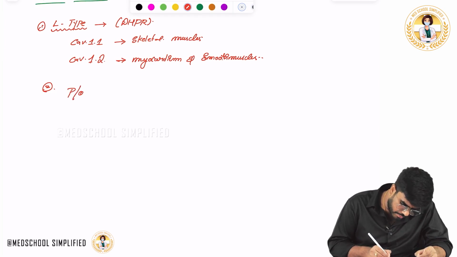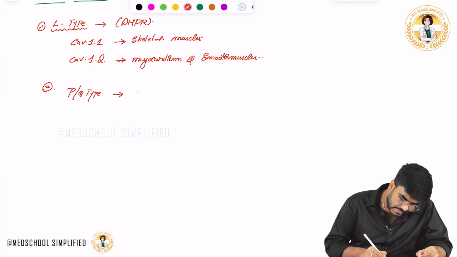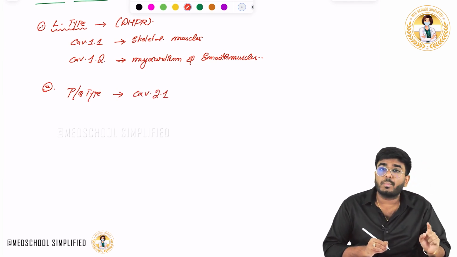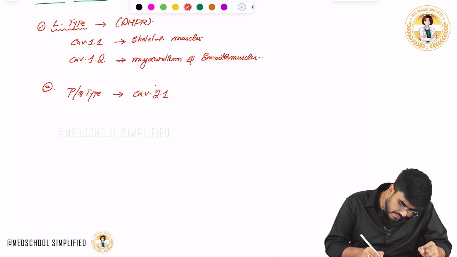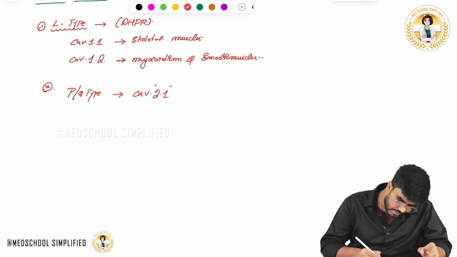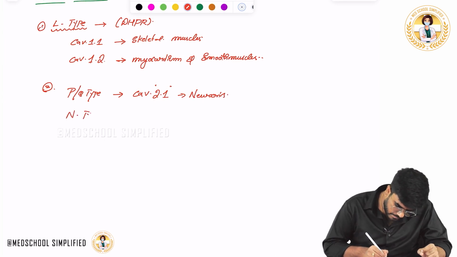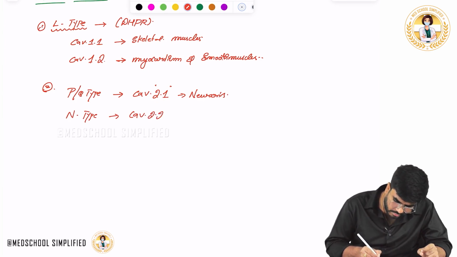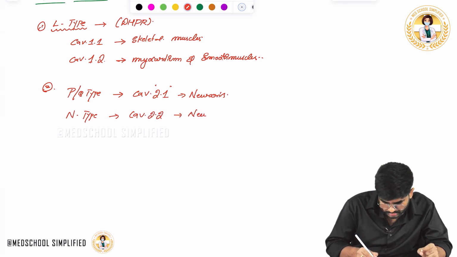The next type of calcium channel is called P type or Q type. They are CAV 2.1. Okay, CAV 1.1 and 1.2 completed. This is a different type of calcium channel, a voltage gated calcium channel 2.1, present on neurons. Next, N type, neuronal CAV 2.2. These are also present on the neurons.